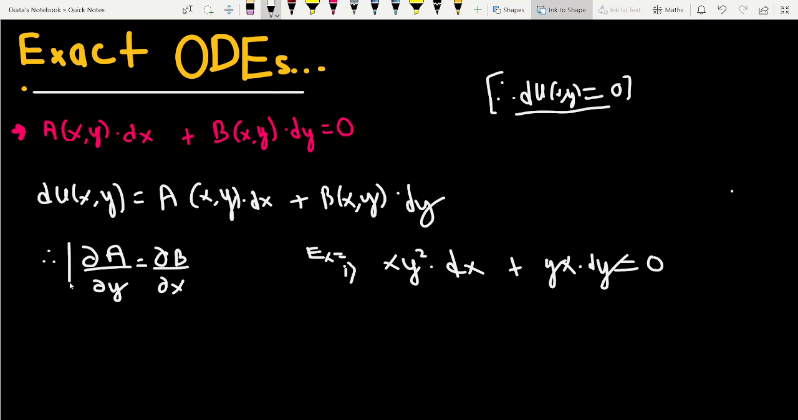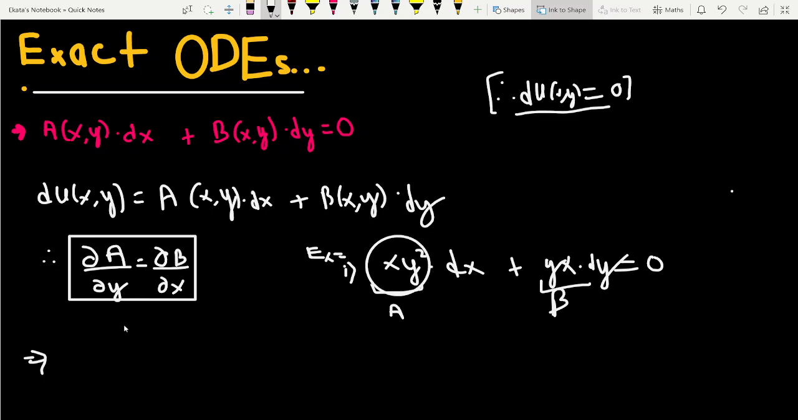Remember, this is very important, because to solve these types of equations, first of all you have to check whether the given differential equation is exact or not. So let's check in this example. This is A, and this is B. To fulfill this condition, let's differentiate. The differentiation of this function with respect to y, as a partial derivative, is what?